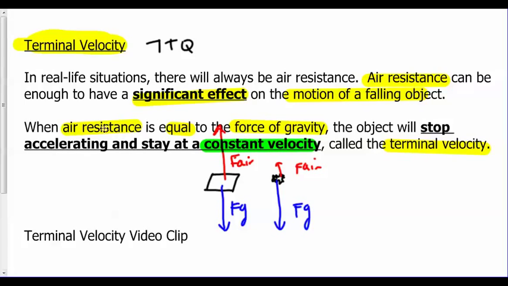So please remember the term terminal velocity. It means that air resistance is going to equal the force of gravity, causing a constant velocity. This constant velocity is going to be called the terminal velocity. Okay, so that is one definition that you need to know for this lesson.